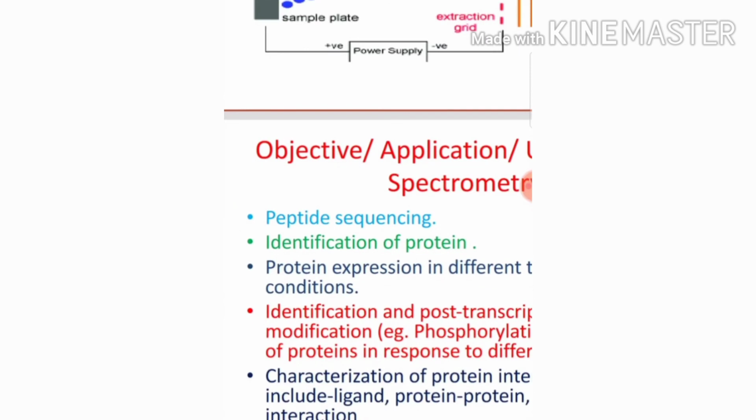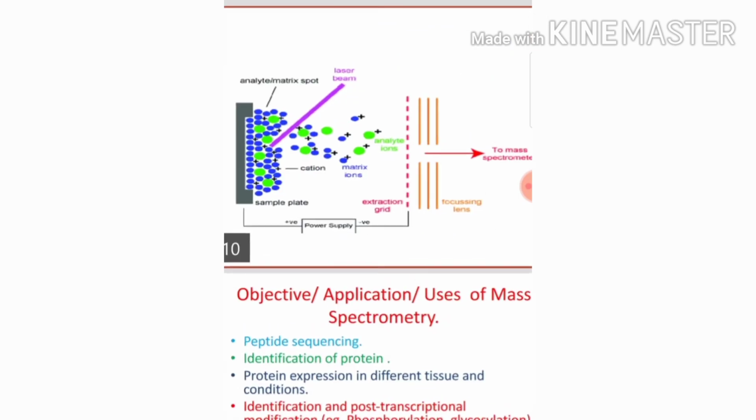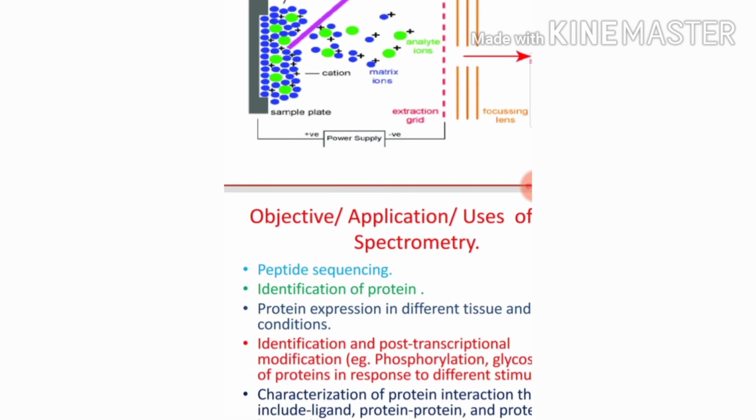Then the third one is identification and post-translational modification. You know, identification means you must identify the protein, whether the protein is of your interest or not, and whether it will be utilized in your experiment or not. After identification of a particular protein, we will try to add a particular functional group. I am talking about functional groups. So whether that functional group will change the property of that protein or not.